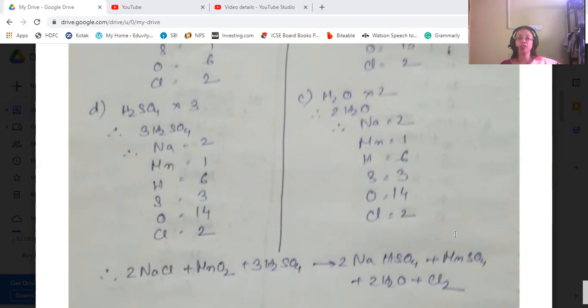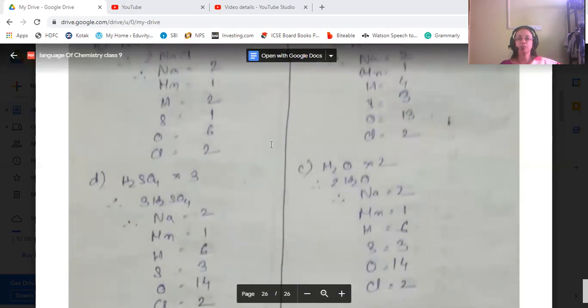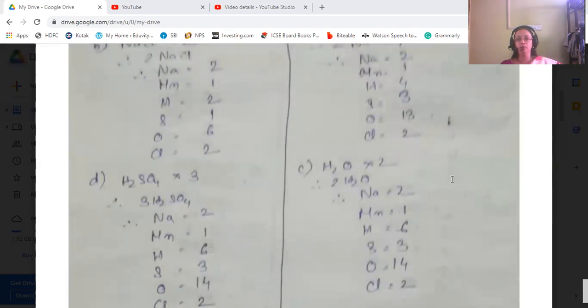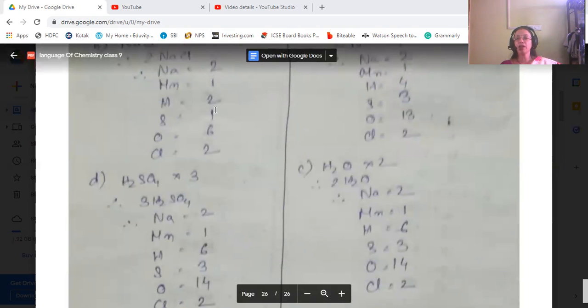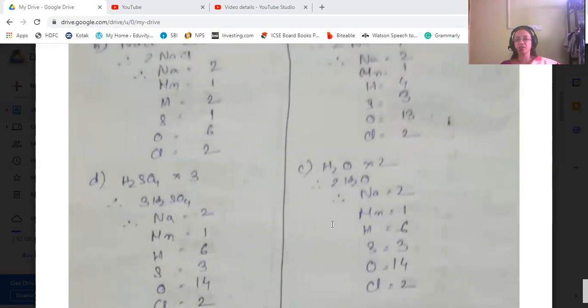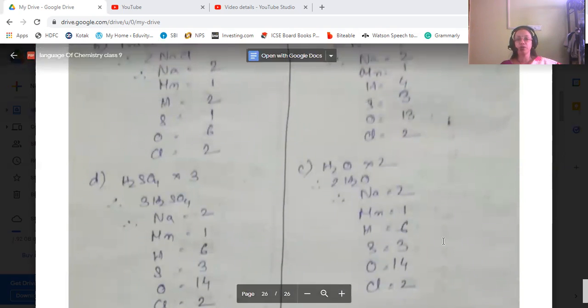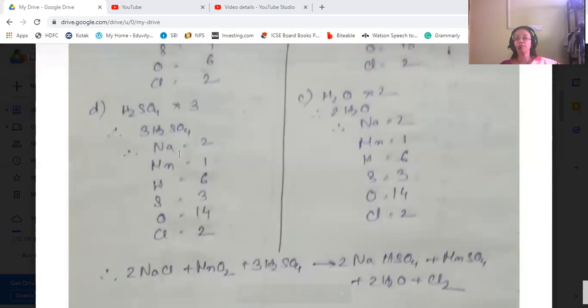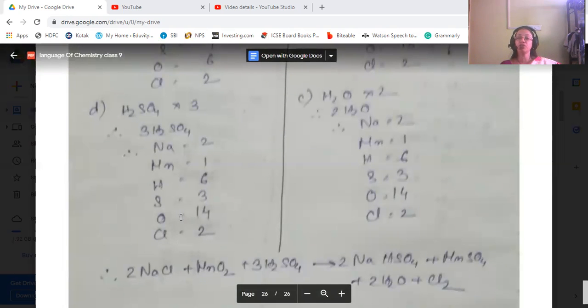Now, what is left is this one. Hydrogen here on the reactant side is 2, on the product side it's 6. Sulfur is 1, here it's 3. So for that reason, H2SO4 is multiplied by 3 now. So 3H2SO4, Na becomes now 2, manganese 1, hydrogen 6 now, sulfur 3, oxygen 14, chlorine 2. That makes the equation balanced.